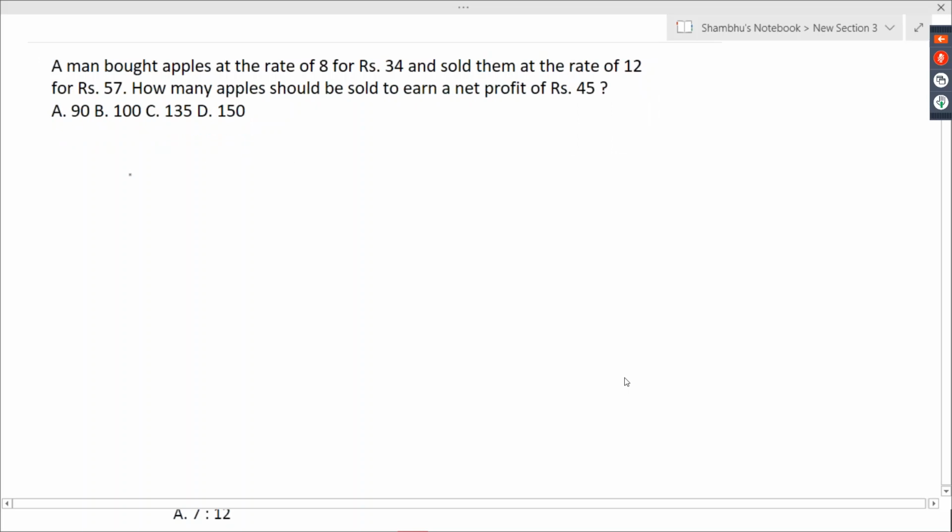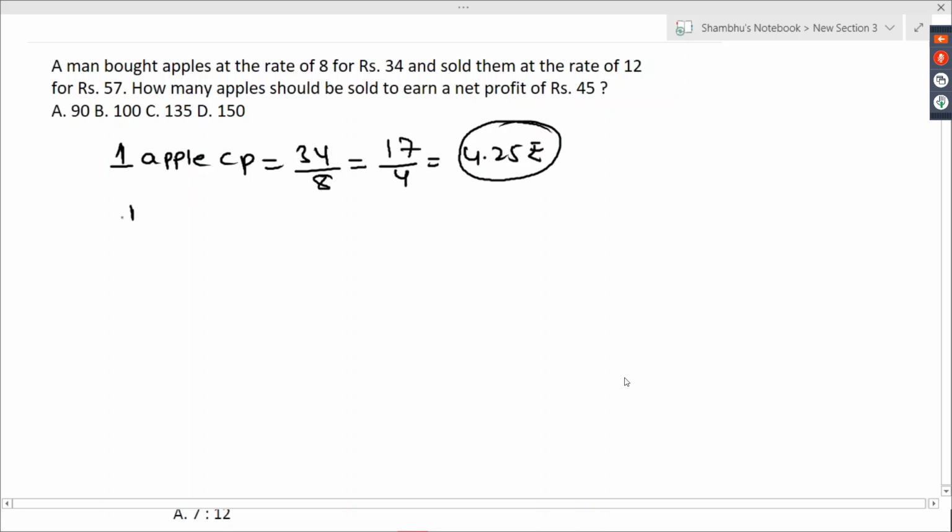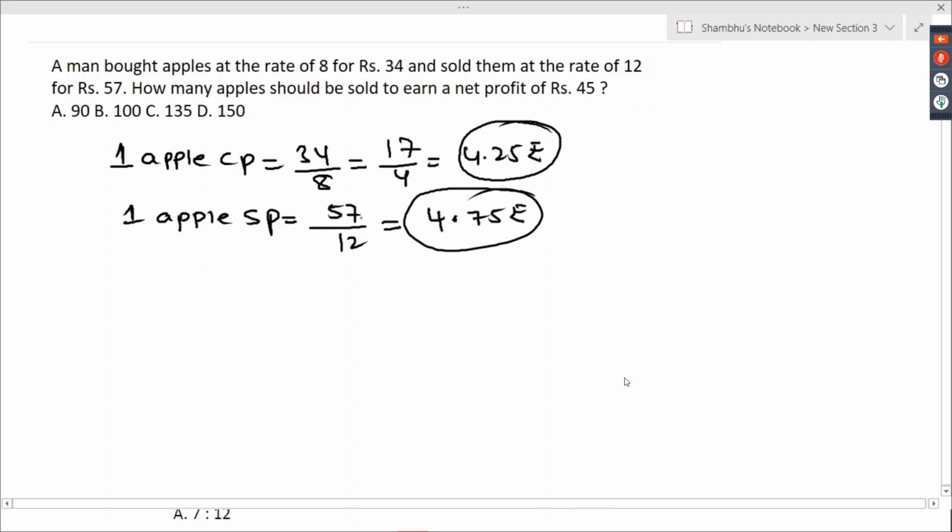Yes, perfect. So you have to again find out here one apple CP is equal to 34 by 8. That is 17 by 4, which is 4.25 rupees. One apple CP is 4.25 rupees. And one apple SP is equal to 57 by 12. That is 4.75. So one apple CP, one apple SP, you know.